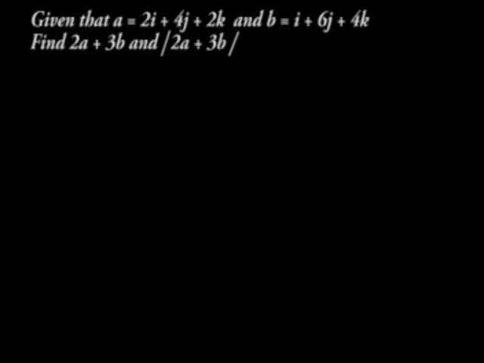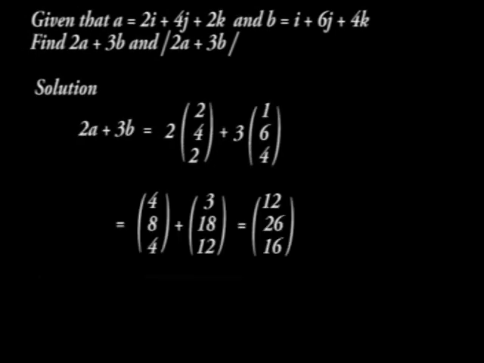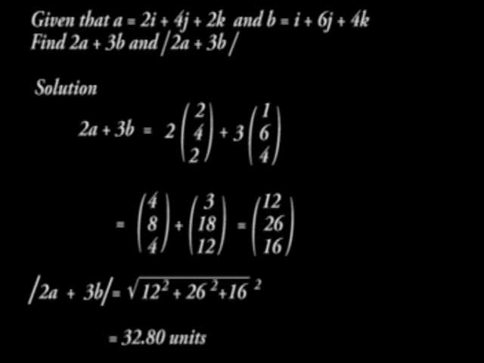For example, given that vector a is 2i plus 4j plus 2k and b is i plus 6j plus 4k, find 2a plus 3b and the modulus of 2a plus 3b. In our solution, 2a plus 3b is equal to (7, 26, 16). The modulus of that is 32.80 units.